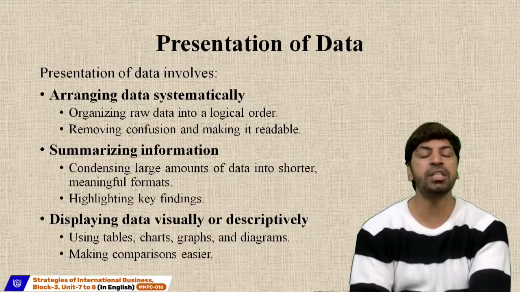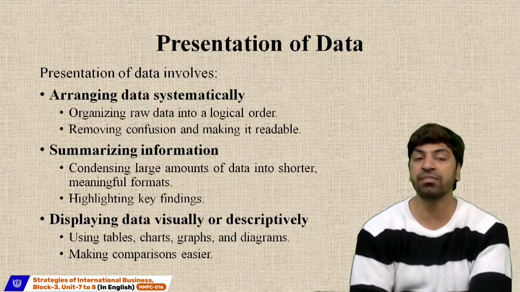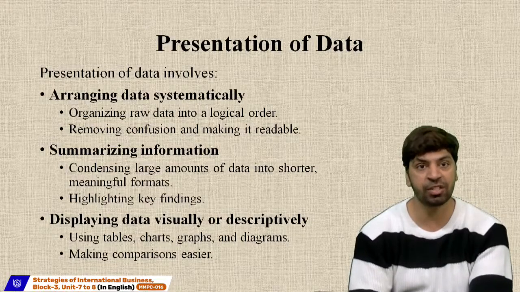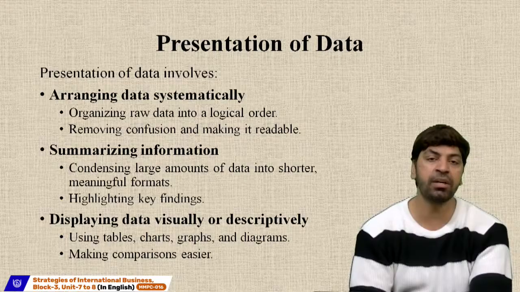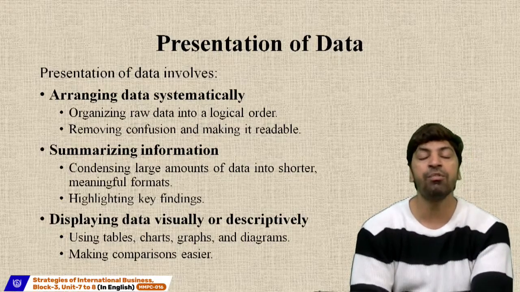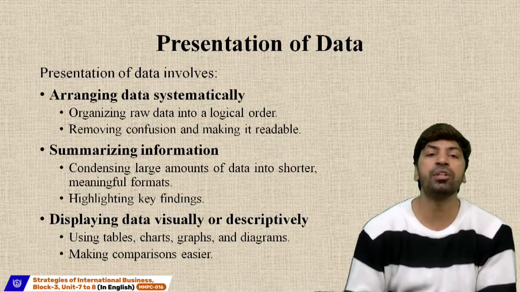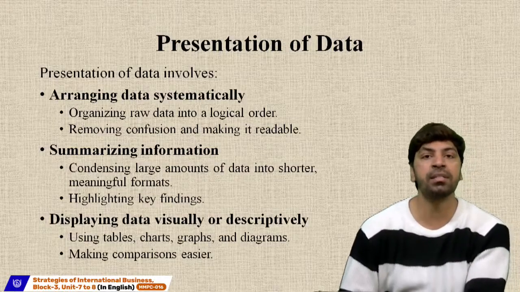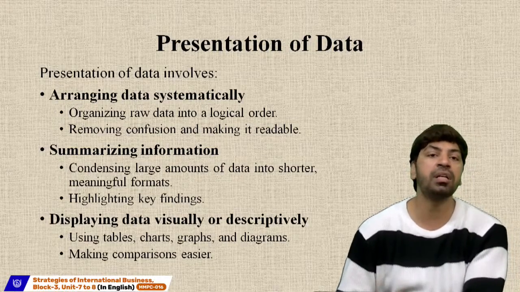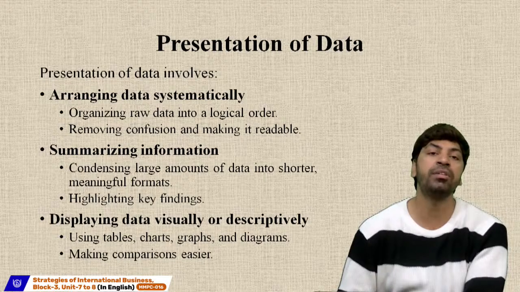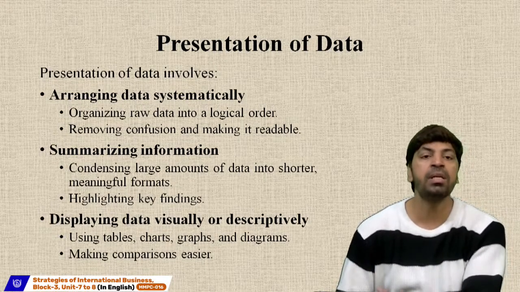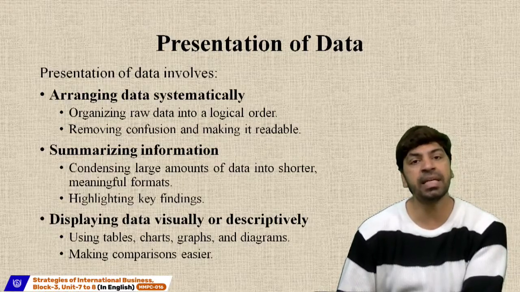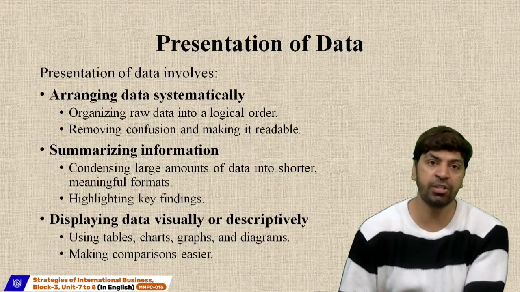Data. Presentation of data is mainly classified into three main stages. The first is to arrange the data systematically, in an organized manner, where the researcher or individual organizes the raw material into a logical order, removing confusion and making it more readable to the readers. The next, the second stage, is to summarize the information.